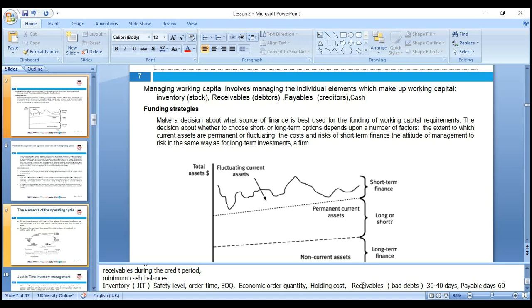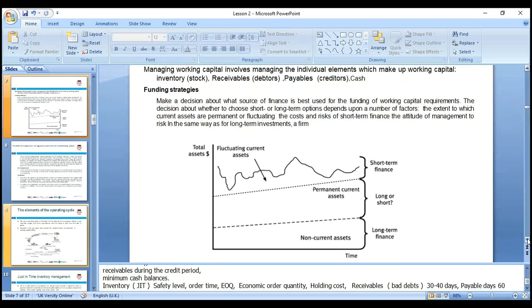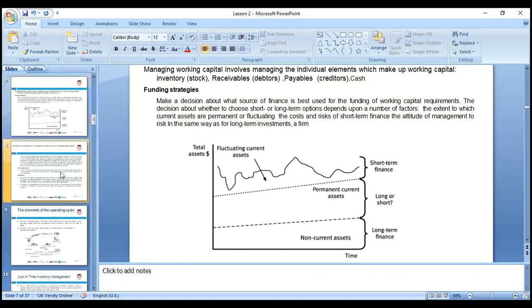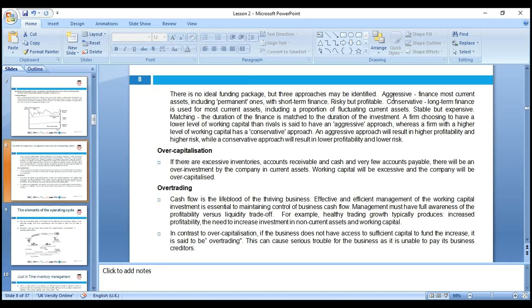Current assets are normally fluctuating. Maybe you have a permanent part, which means permanently keeping 20% of your total sales in receivables. But we need to consider short-term finance and the attitude of management to risk, the same way as in long-term investment. We need to measure the risk. What risk do we have? Normally we say the higher the risk, the higher the return. But how much risk can we bear as a company? If we don't have cash, we can collapse. So we need to look at the risk we are able to bear.